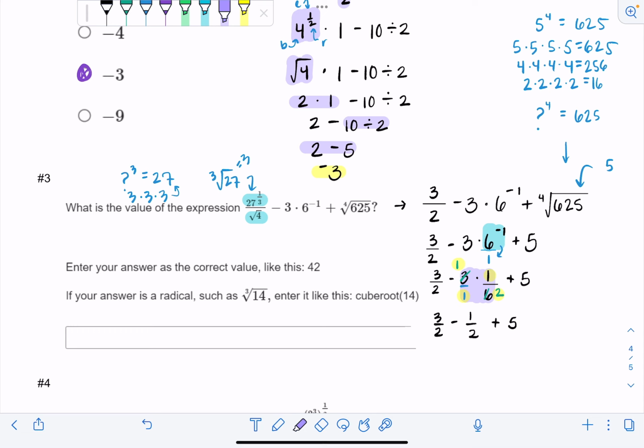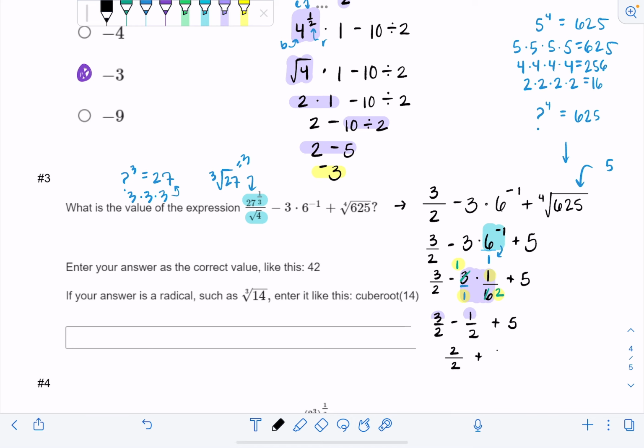So I would have to do the 3 halves minus 1/2 first, which is kind of nice because they already have a common denominator of 2, so I don't have to really do any work there. I can just do 3 minus 1, which is 2, over 2, the denominator stays the same, and then bring down the plus 5.